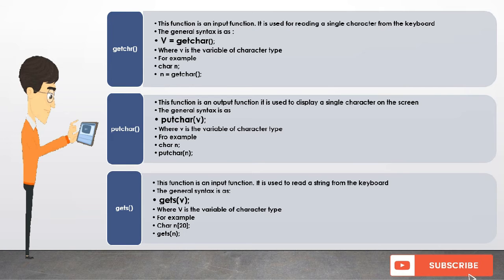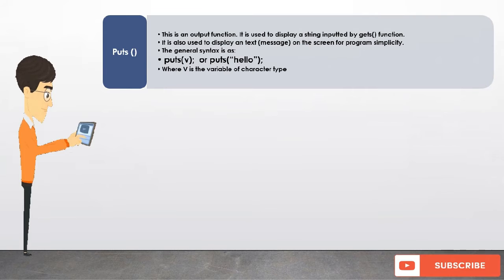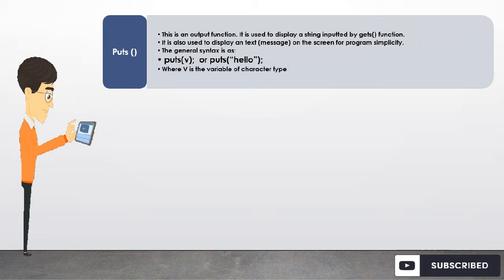Let us continue our study towards puts. This is an output function. It is used to display a string inputted by the gets function. It is also used to display a text message on the screen for program simplicity. The general syntax is puts(v); ended with a semicolon, or puts("hello"); ended by a semicolon, where v is the variable of character type.